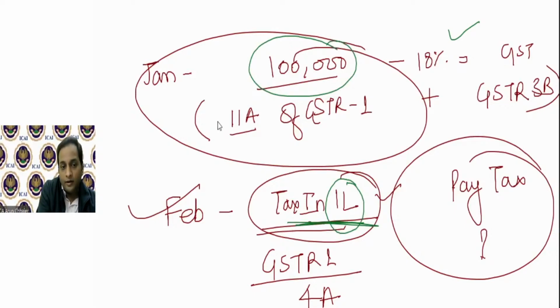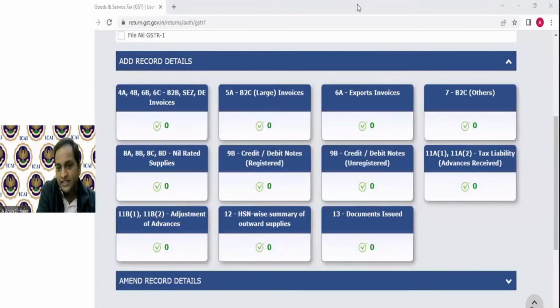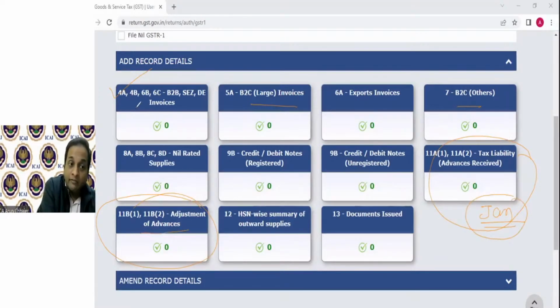So in the month of January, I have reported this transaction in this table. But in the month of Feb, I will report here, whether it is B2B or B2C. Because I have reported it, probably there may be the question of taxes by the government. Then they have given table 11B, adjustment of advances. In the month of Jan, you have paid here. In the month of Feb, whenever you are reporting the invoice, the equivalent amount you will write here.